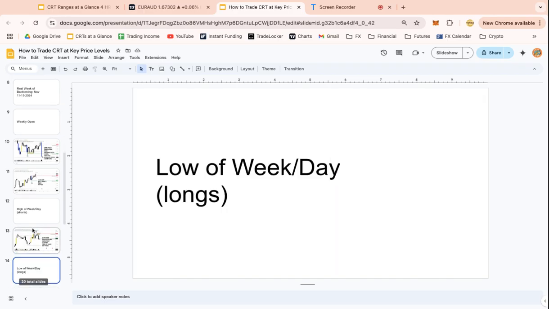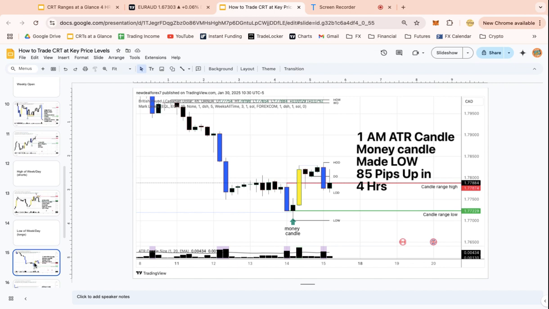So now for the low of the day or week, let's take a look. So we have Pound Canadian here. We have a blue ATR candle, and then the money candle comes right here, the very next candle. These are the best setups to see. If the money candle immediately follows the range candle, those are the highest probability. They can come later, but when it happens one after the other, you're really ideally looking for that 3-candle pattern. Got the range, the money candle, boom, expansion.